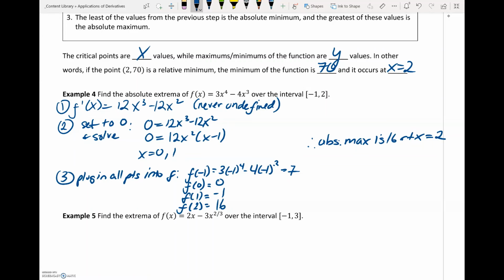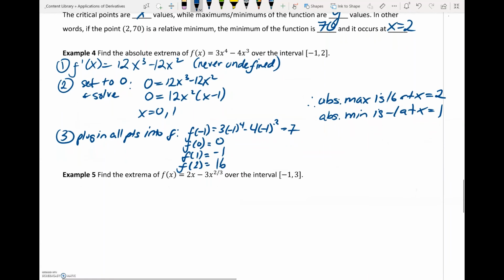And then our lowest y value is -1, and that's our absolute min, and this occurs at x equals 1. Take a note of how I'm writing out the solution. They're very picky for the AP Calculus exam about how you word your final answer. So don't give it as a point. Say your absolute max is, and then your y value at x equals some number.